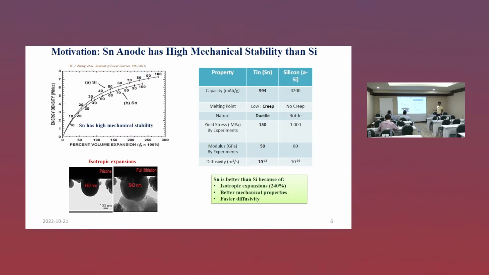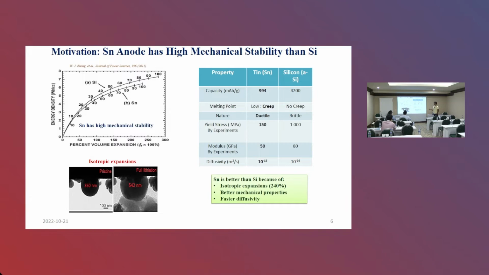Okay, so what about the motivation of this work? We know silicon has the highest known capacity, but we have to compromise a bit because it's not stable yet. So the next suitable candidate is tin. We found that tin has higher mechanical stability as compared to silicon.